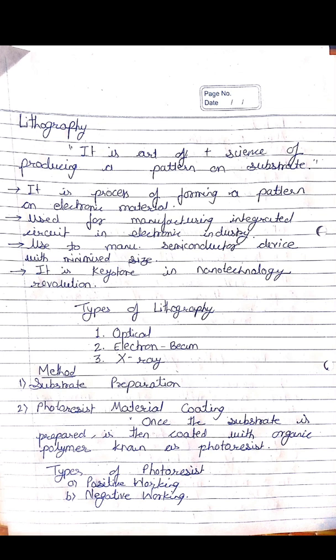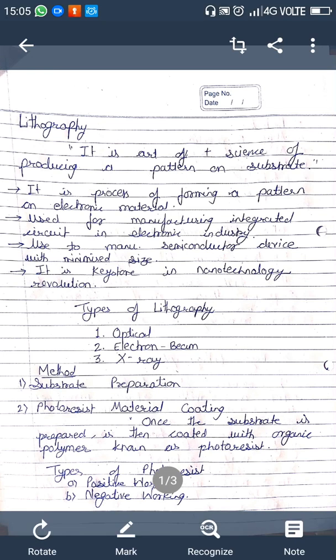Several lithography approaches are used in semiconductor processing based on the types of radiation source, such as optical lithography, also known as photolithography. The second one is electron beam lithography, and the third one is X-ray lithography. I already mentioned these types here: optical, electron beam, and X-ray. Then how they make lithography on the electronic circuits, we are just mentioning the method here.